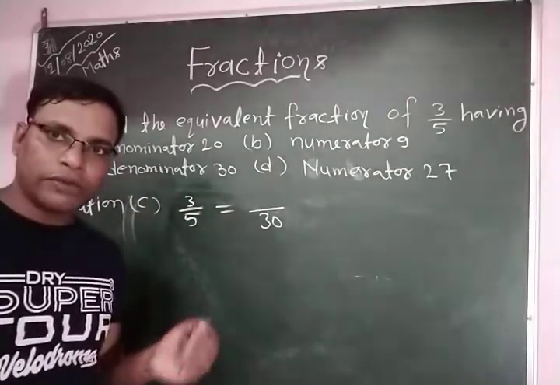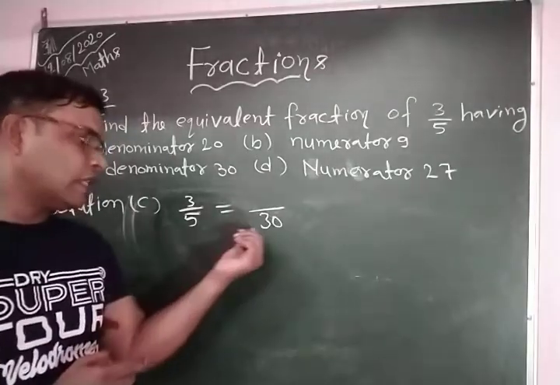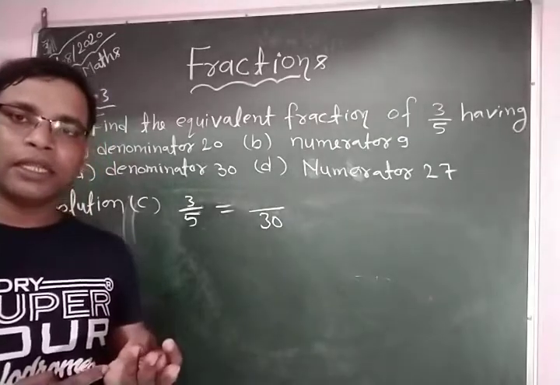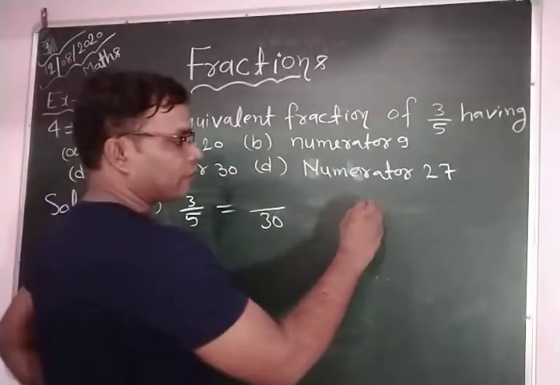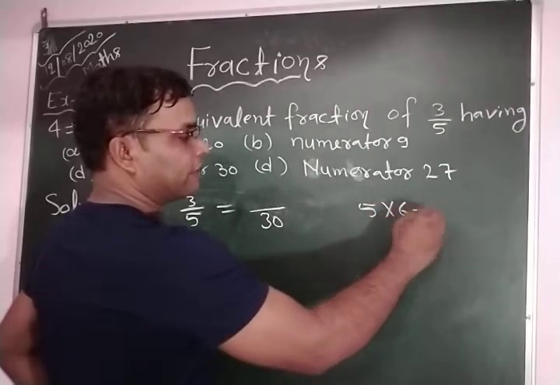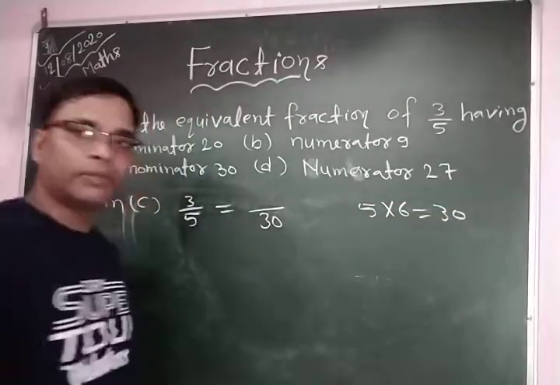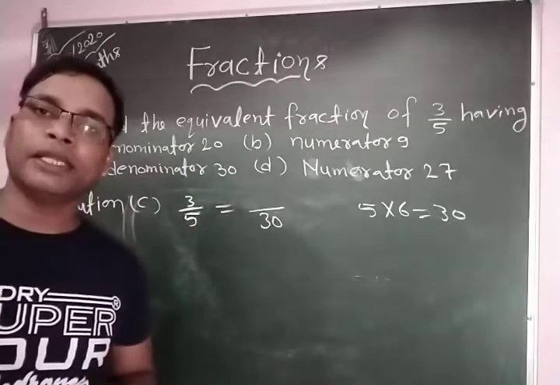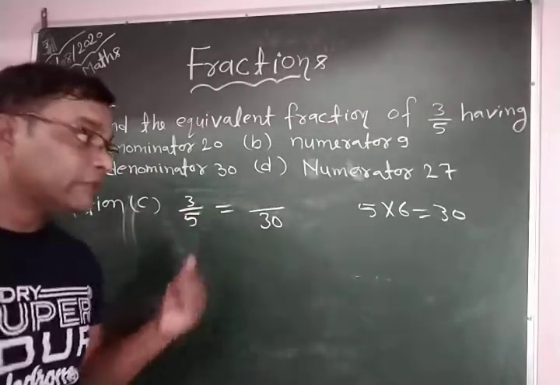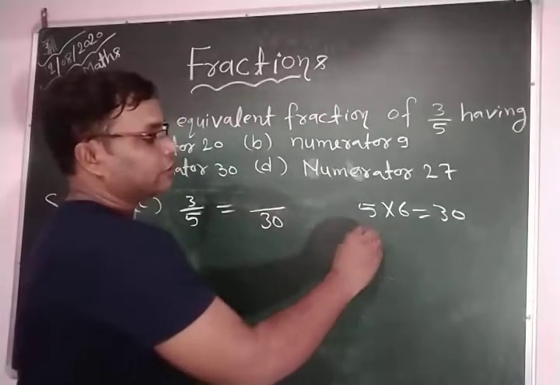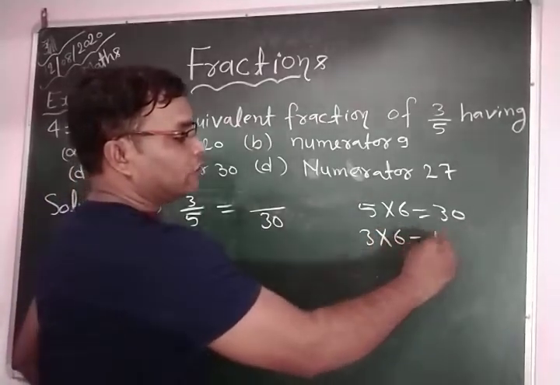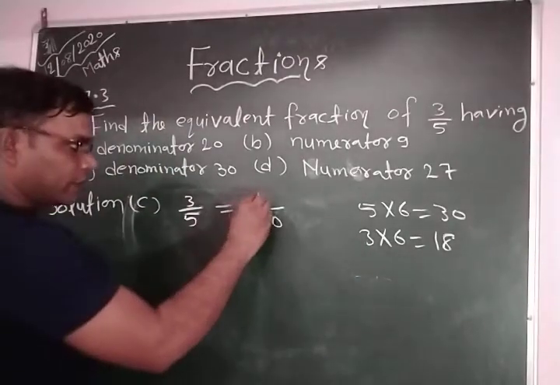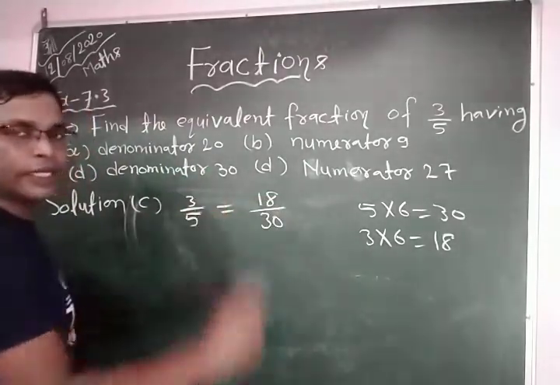By which number do we multiply 5 to obtain 30? You can say 5 6s are 30. So if you multiply 5 by 6, we obtain 30. The same number we multiplied in the denominator, 6, we also multiply in the numerator. The numerator is 3, so 3 also multiplied by 6 gives 18. Here 3 6s are 18.